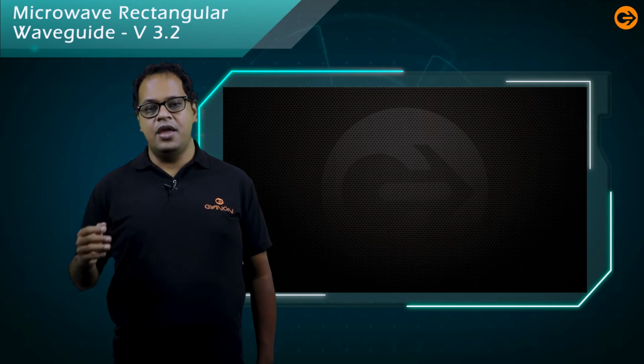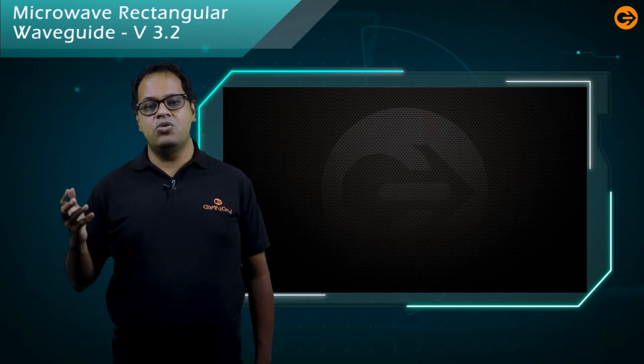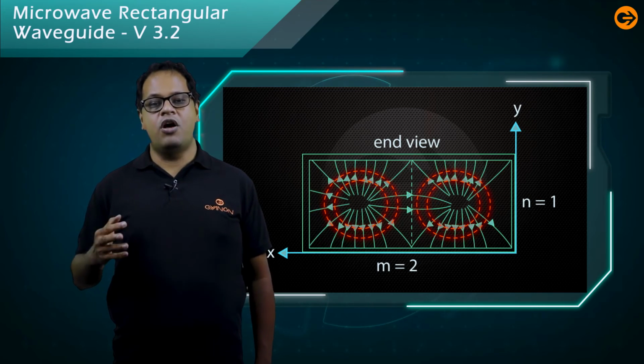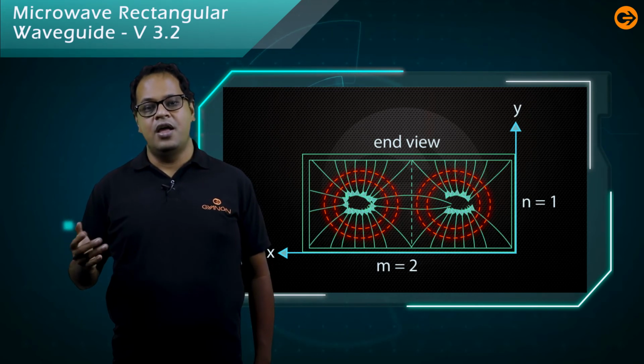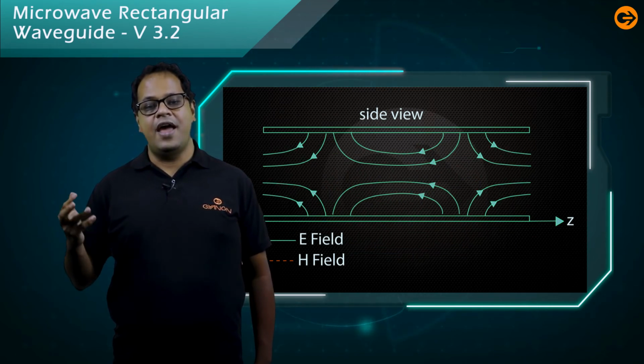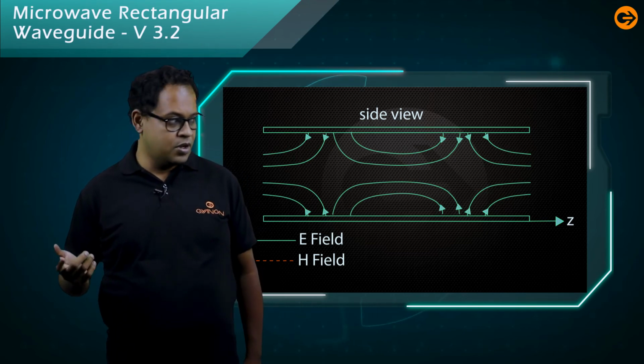In this case, m is equal to 2, n is equal to 1. So from the end view, you will observe two circles, and from the side view, you will observe three segments of the electric and the magnetic field.